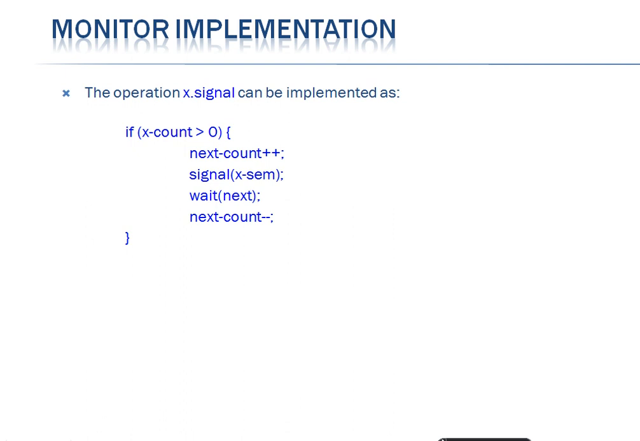Now in case of the signal operation, we can implement it in the following manner. If x_count is greater than 0, then next_count will be incremented and signal over x_sem is carried out, then wait over next, and next_count is decremented again.